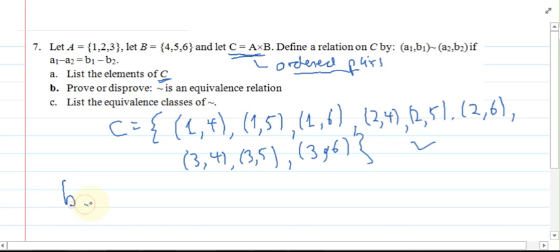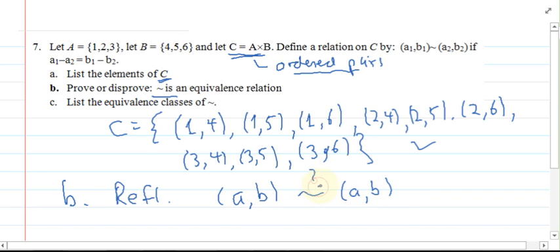All right, part B, prove or disprove that this is an equivalence relation. All right, there are 3 things to prove: reflexive, symmetric, and transitive. So let's look at reflexive. Reflexive means that any element must be related to itself. Now, what do elements look like? Elements look like an ordered pair. So the question is, does any ordered pair relate to itself? That's the question. Is this true?